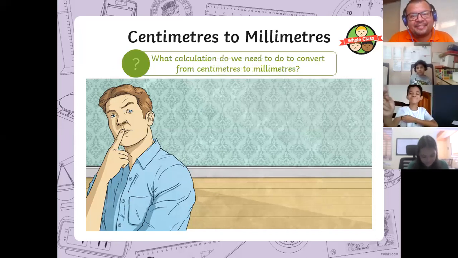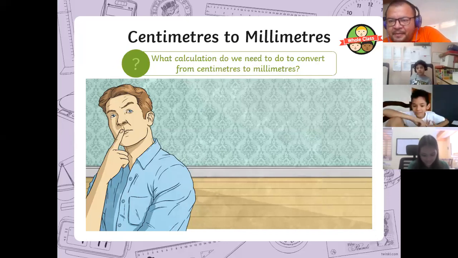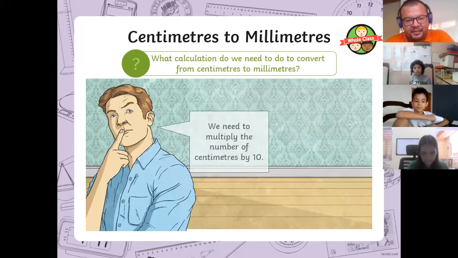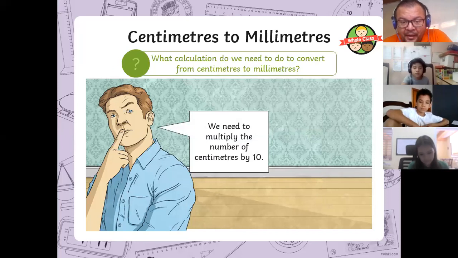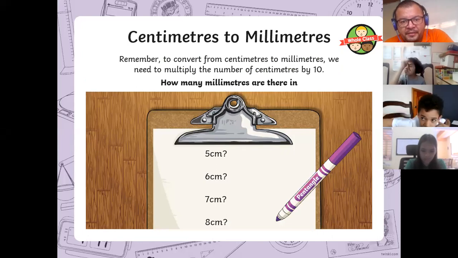What calculation do we need to convert from centimeters to millimeters? Easy. We need to multiply the number of centimeters by 10. Just that. It's a multiplication. Remember, to convert from centimeters to millimeters, we multiply the number of centimeters by 10.